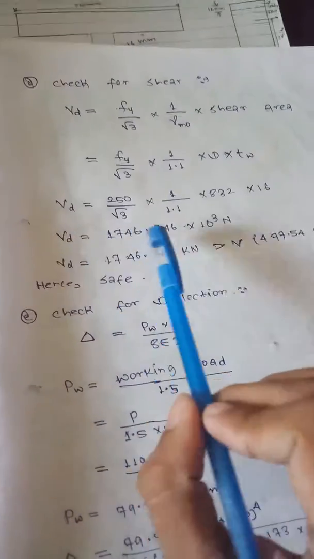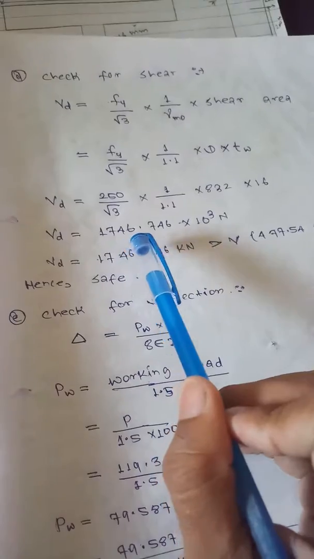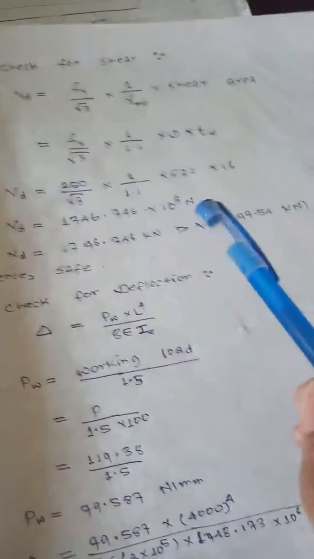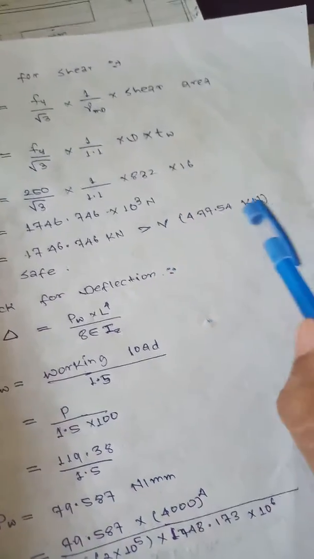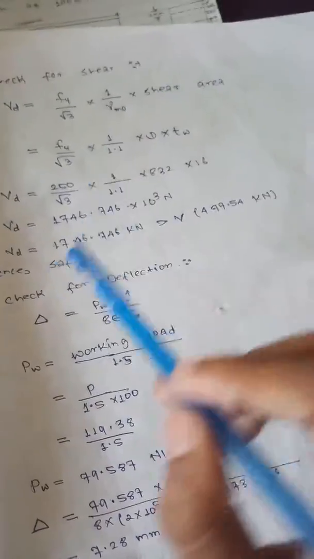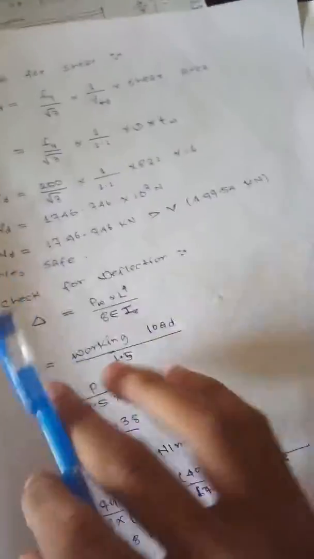Then substituting this value, V_d is equal to 1746.746 kilonewton, and we have to compare this value with V. Since V_d is greater than V, so it satisfies the condition, so it is safe.